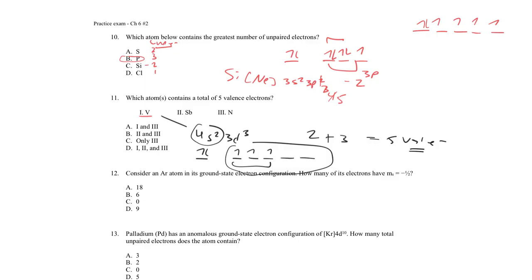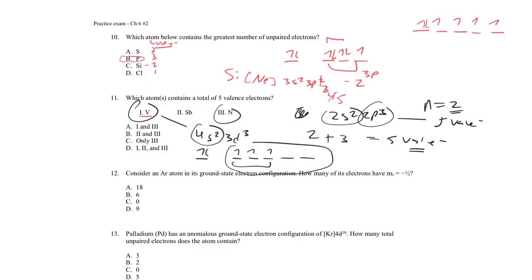Now, let's do nitrogen next. Nitrogen has a 2s2, 2p3 configuration. It's just like phosphorus, but in the n equals 2 row. So we have 5 valence electrons here too, because the outermost shell is 2. We count the 2s and the 2p electrons towards the outermost shell, since the shell is defined by n. Therefore, we have 5 valence electrons for nitrogen as well.